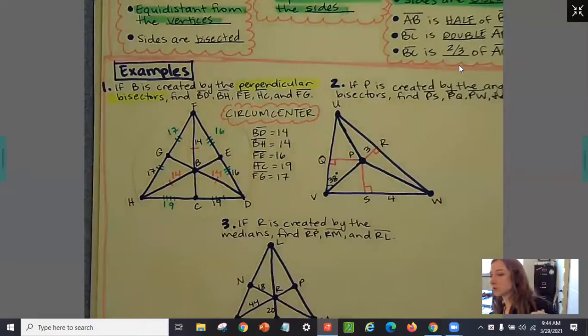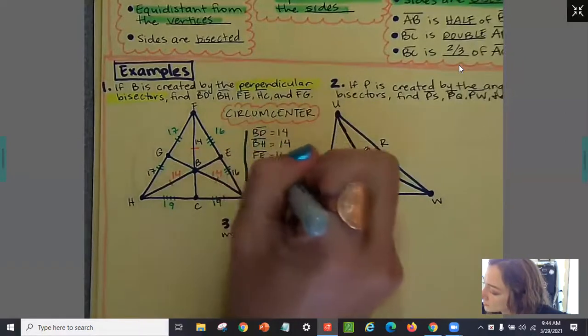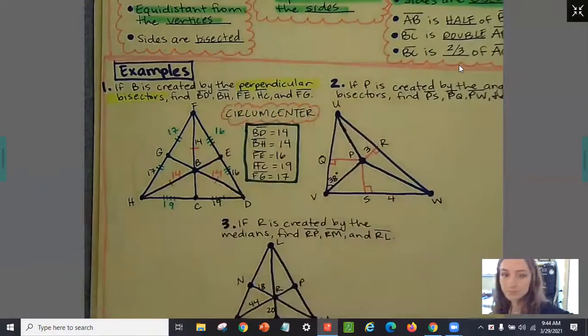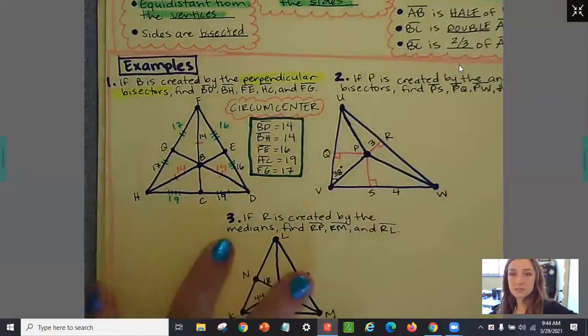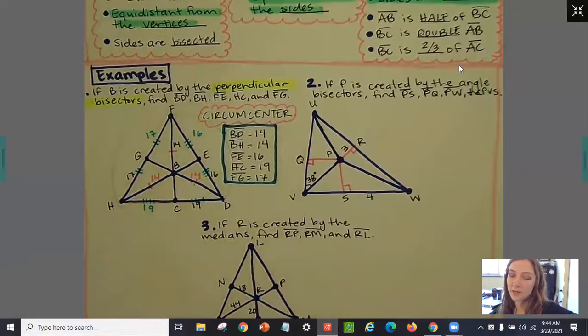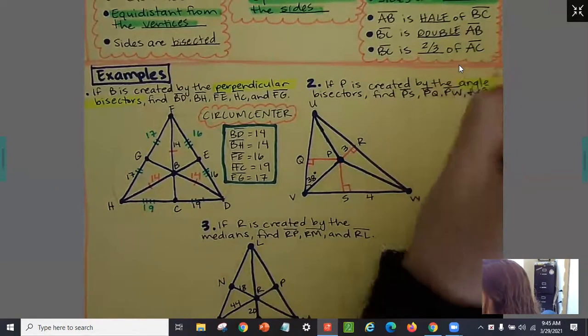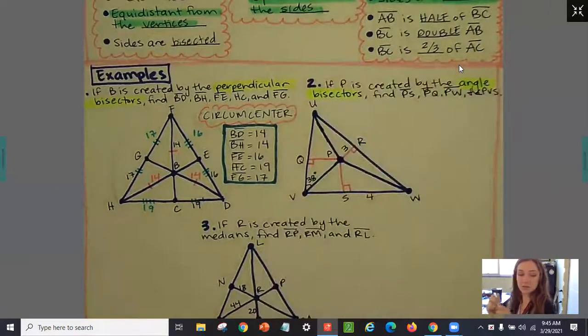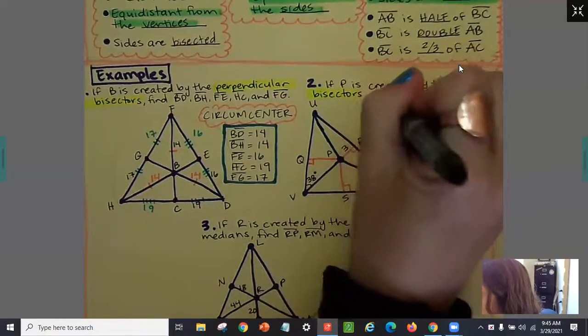Okay, so let's move on to another example, and this time we are going to work with angle bisectors. Okay, so let's go to the next example here. All right, if P is created by the angle bisectors, find PS, PQ, PW, and angle PVS. Okay, so since it's created by the angle bisectors, that means that this is going to be the incenter. So you first need to figure out that it's the incenter, and then we can start writing the properties of that.